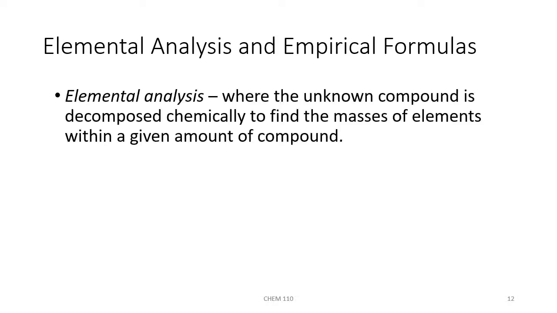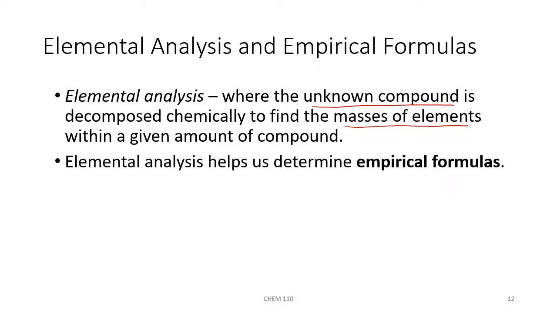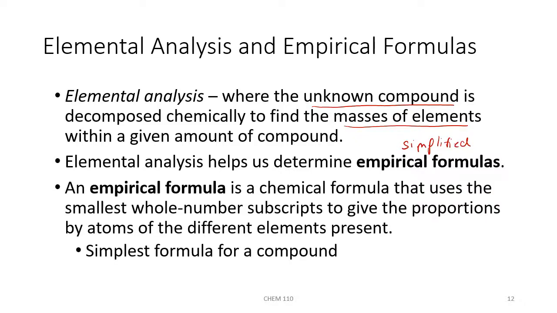Elemental analysis is one way to use mass percentage data. Elemental analysis is where there is an unknown compound that is often decomposed to find the masses of the elements that are within a given compound. We can determine empirical formulas, which are those simplified formulas. And an empirical formula will only tell us the smallest whole number ratios of a compound. We can work backwards from some other information to figure out the true molecular formula from an empirical formula.